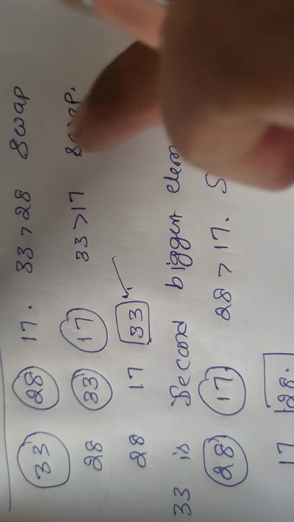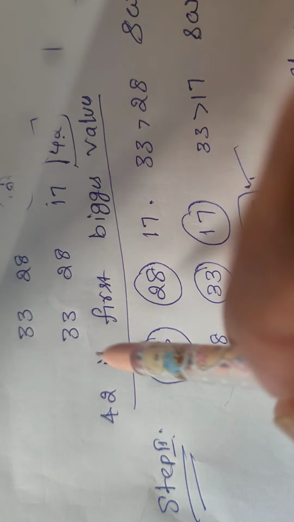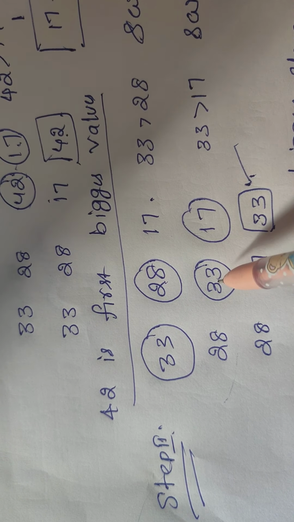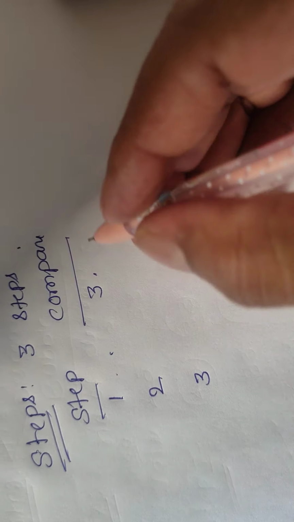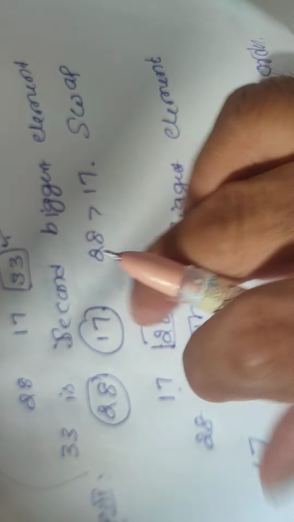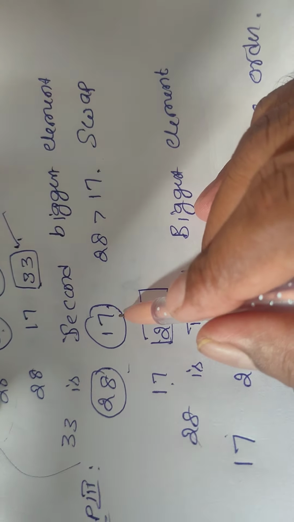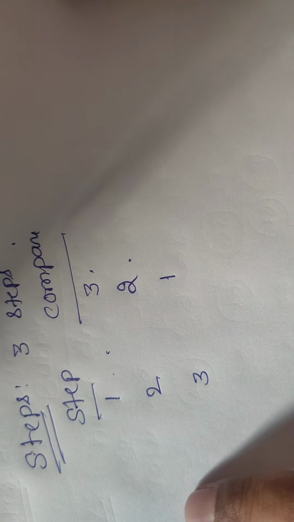Now we'll go to the second step. In the second step, how many comparisons? 33 compares with 28, 33 compares with 17. That means there are only 2 comparisons. So that means we are writing 3, 2. Then after that, in the third step, we are comparing only 28 with 17. There is only 1 comparison. So based on this, you can simply write down the algorithm for the bubble sort.